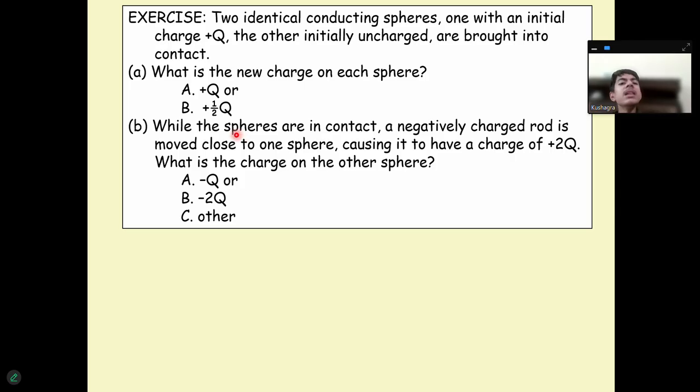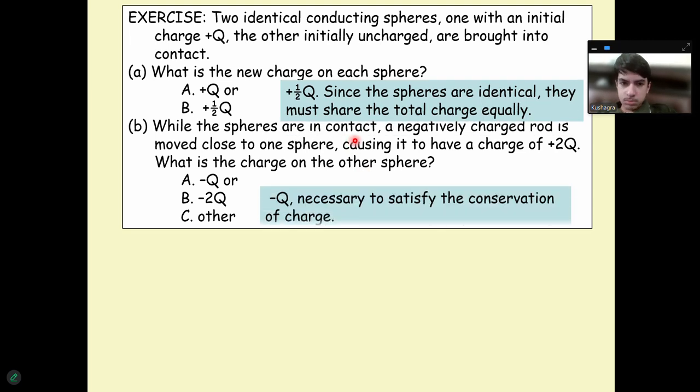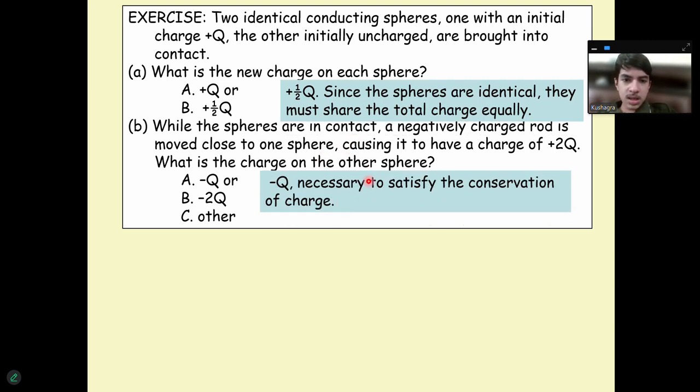Next, while the spheres are in contact, a negatively charged rod is moved close to one sphere, causing it to have a charge of plus 2q. What is the charge of the other sphere? Think about it and then answer. One, two, three. Do you have the answer yet? I suppose it's a very easy question. So minus q is necessary to satisfy conservation of charge.